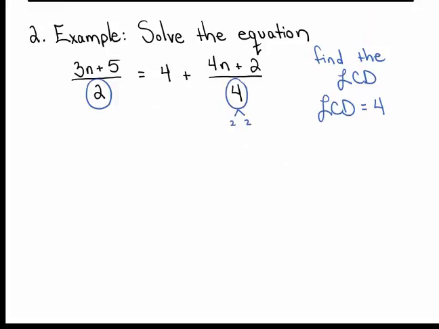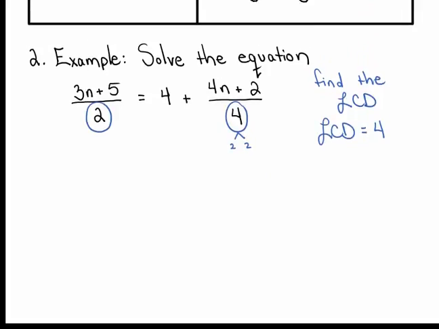Now that I found the LCD, I can multiply through the entire equation by the LCD. And once again, we're multiplying through by the LCD. We do not want to create equivalent fractions. We do not want to get the same denominator in all of these fractions.